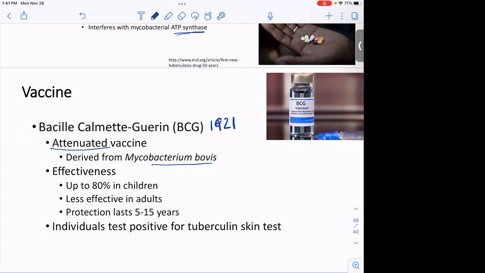What else was I going to say about that? I forget. Oh, the other problem is, although we have Mycobacterium bovis in cattle, we don't have a good model for Mycobacterium tuberculosis because it's only a human disease. So we don't have a good animal model. And apparently that has hampered the efforts to make a vaccine. Like I said, it's pretty effective in kids, up to 80%, lasts for maybe 5 to 15 years, but it just doesn't work as well in adults.